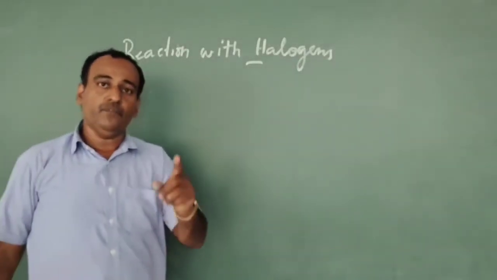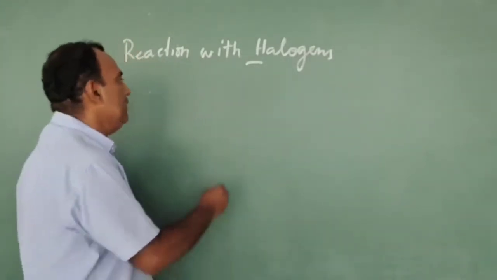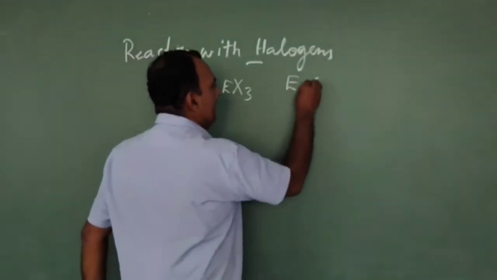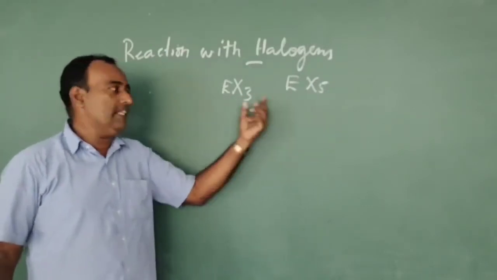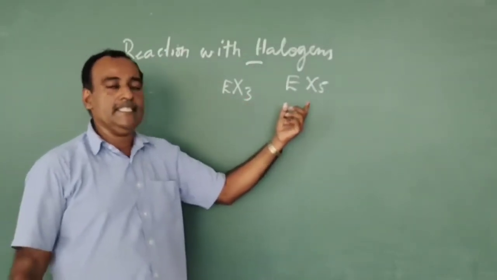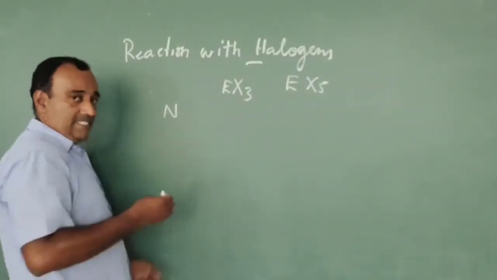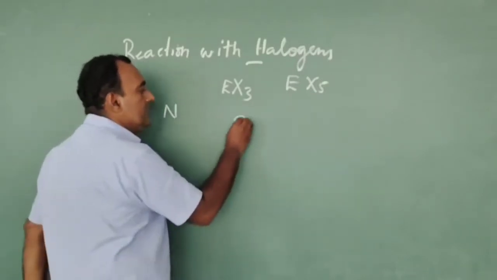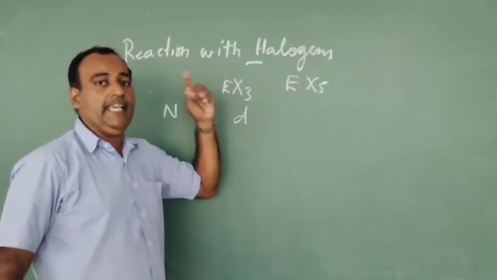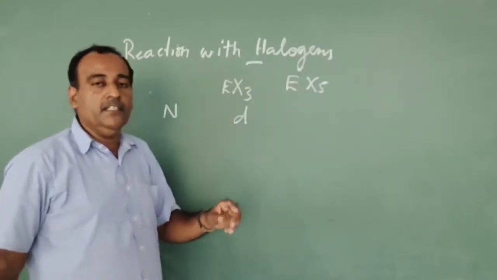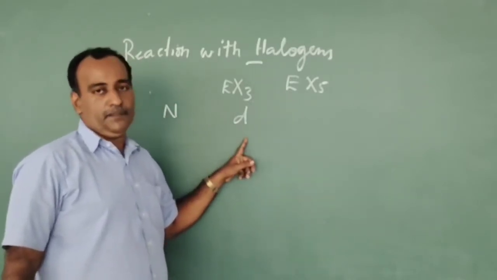Reaction with halogen. All these elements of group 15 react with halogens forming halides of the type EX3 and EX5. So all these elements react with halogens forming two types of halide: one is trihalide, another is pentahalide. Since nitrogen does not have d orbitals, it cannot form pentahalide. Among the elements of group 15, nitrogen forms no pentahalide due to the absence of d orbitals.